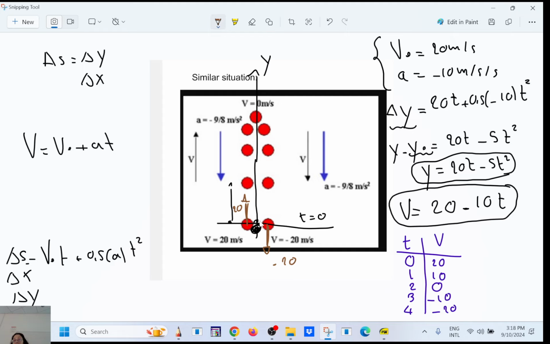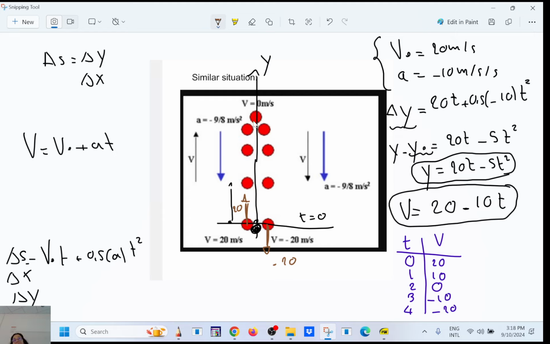Symmetric in the universe. And then how long does it take to go up? How long does it take to stop? 2 seconds. Okay. How long does it take to go down? How long is it in the air? 4 seconds. And how can we find the maximum height? By saying that at the maximum, the final velocity is 0.